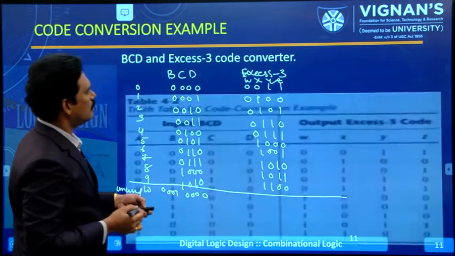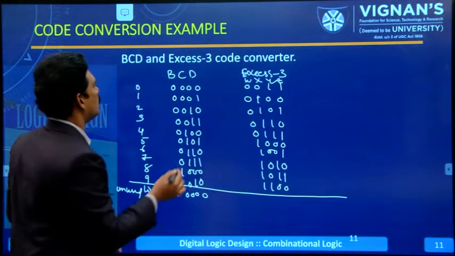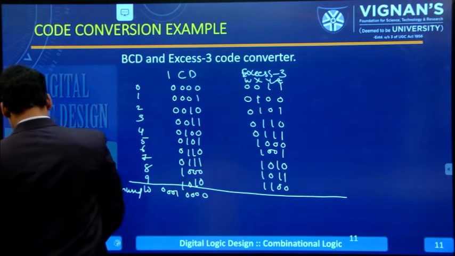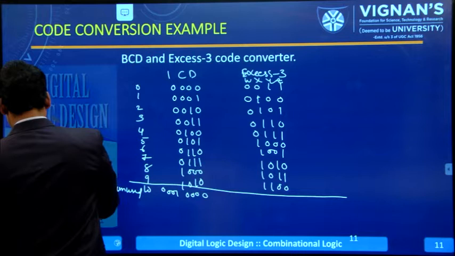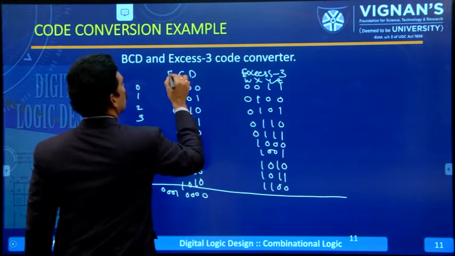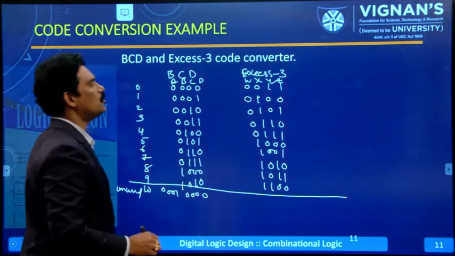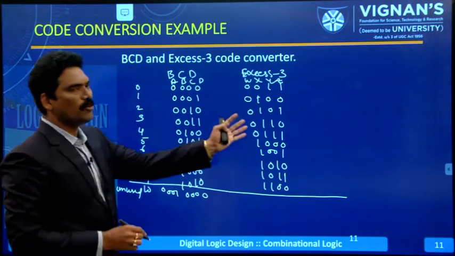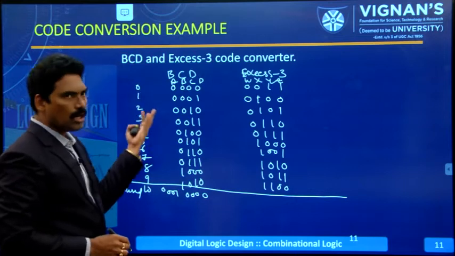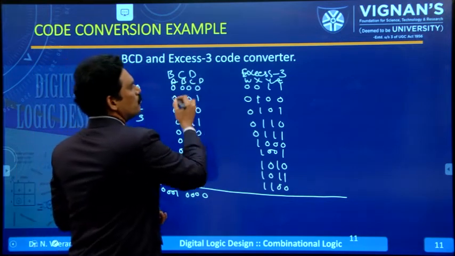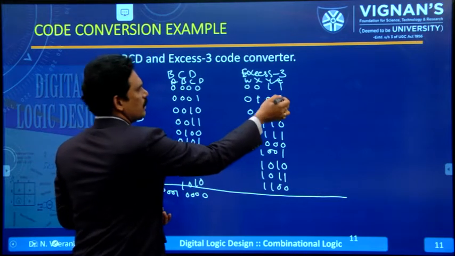In the next slide, we have used ABCD, that is why we are going to use ABCD only. This is the truth table for this. First of all, see how to identify the input variables. How many input variables are there? 4 input variables are there, 4 output variables are there.